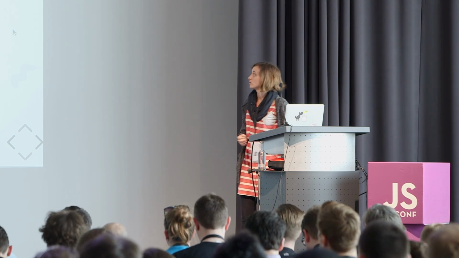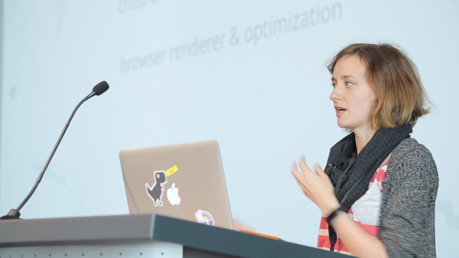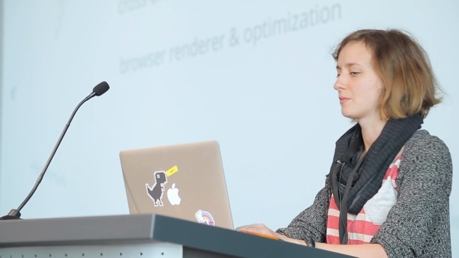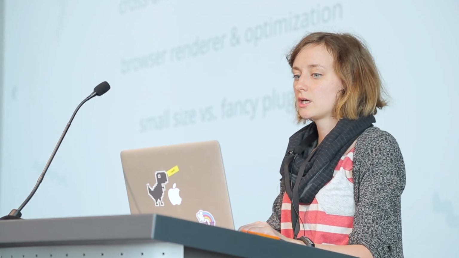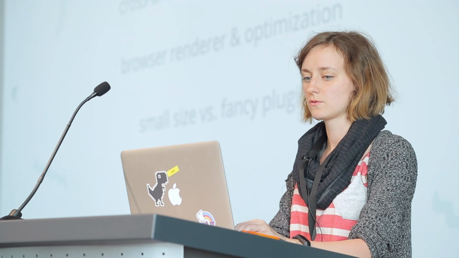Browser rendering. When you use the Web Animation API, the browser optimizes it because you're using the browser API, so the browser knows what you're animating. When you use a library, often the browser doesn't know that you're animating these elements, and so it can't optimize for this animation. And yeah, it's going to be small because it's going to be native.